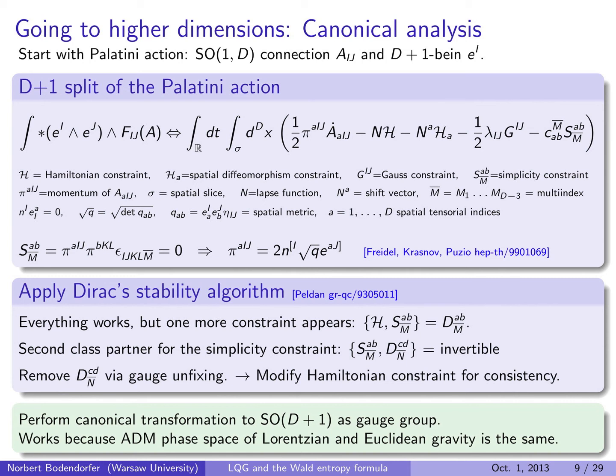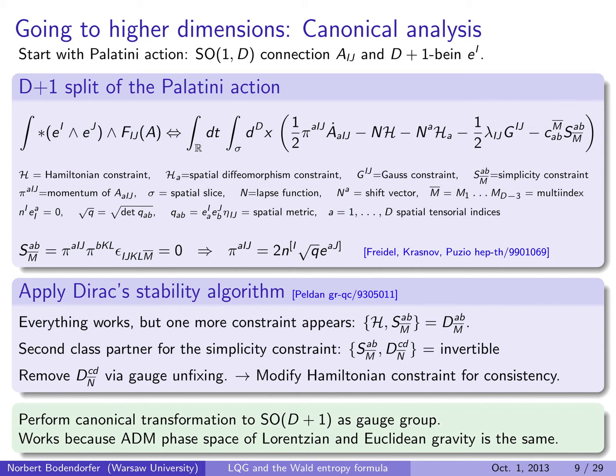Okay, and then you get your list of constraints and you're basically at the previous slide. Now, however, you want to apply this stability algorithm of Dirac to check if there are further constraints, and you find that there is a further constraint. If you take the Poisson bracket of the Hamiltonian with the simplicity constraint, you get a new constraint that we call D here. And you find that if you take the Poisson bracket again of S and D, then this is invertible on the constraint surface, so these constraints are a second-class pair.